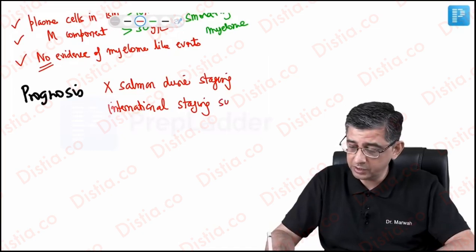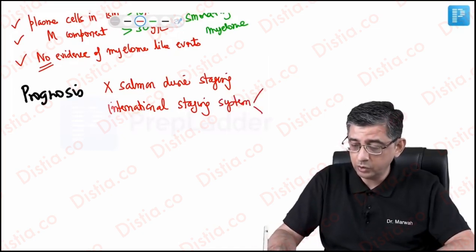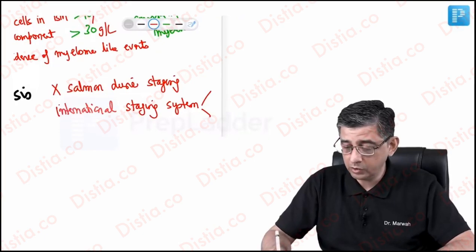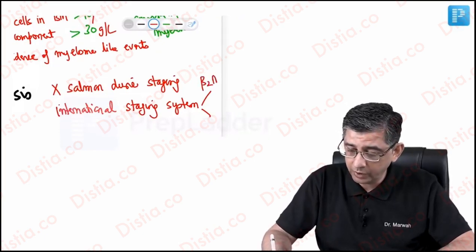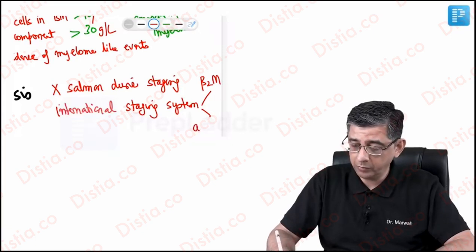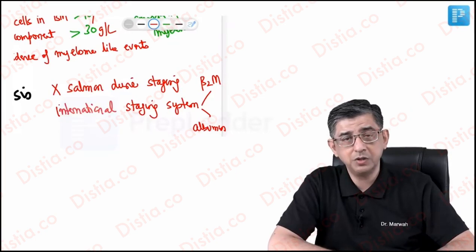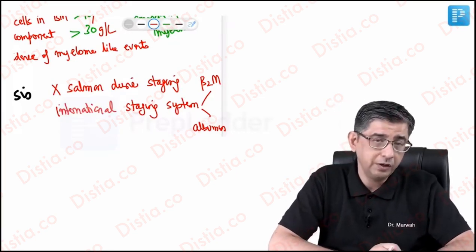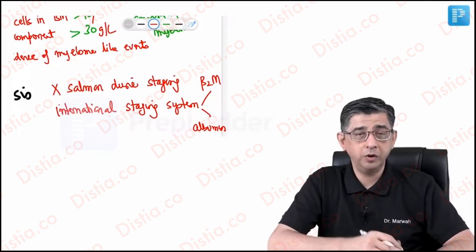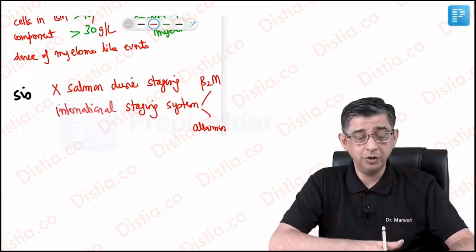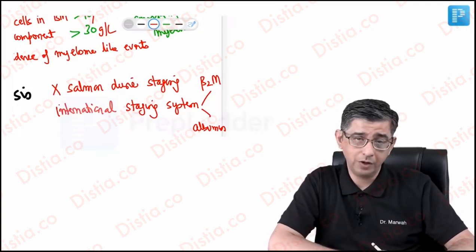So this International Staging System is mainly based on two components as of now. One is going to be beta 2 microglobulin, which I'm writing as B2M, and the second would be values of serum albumin, and based on this we can determine the prognosis of the patient. And now we will study what the treatment to be offered to these patients is, and whether it is possible to manage these cases with bone marrow transplantation.